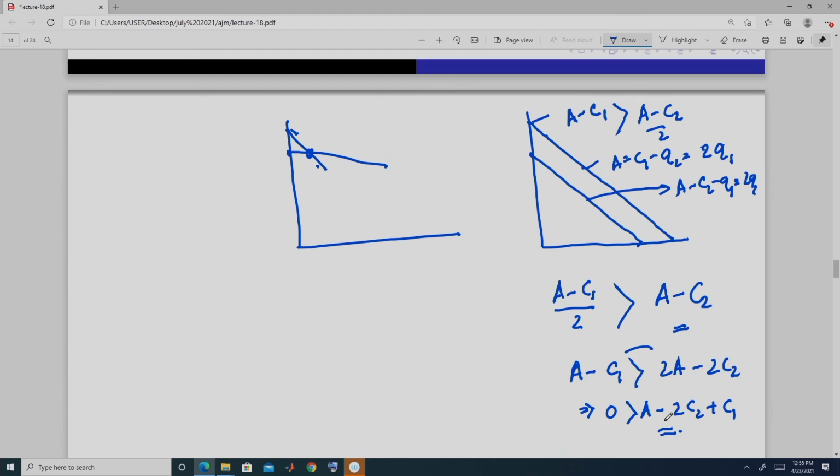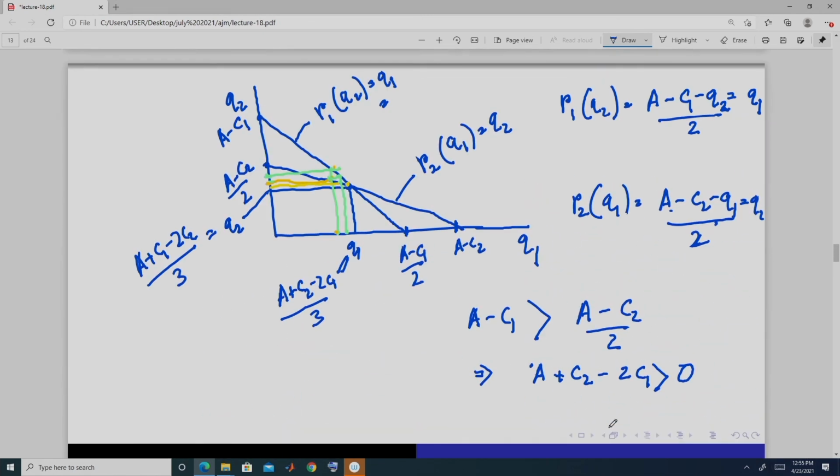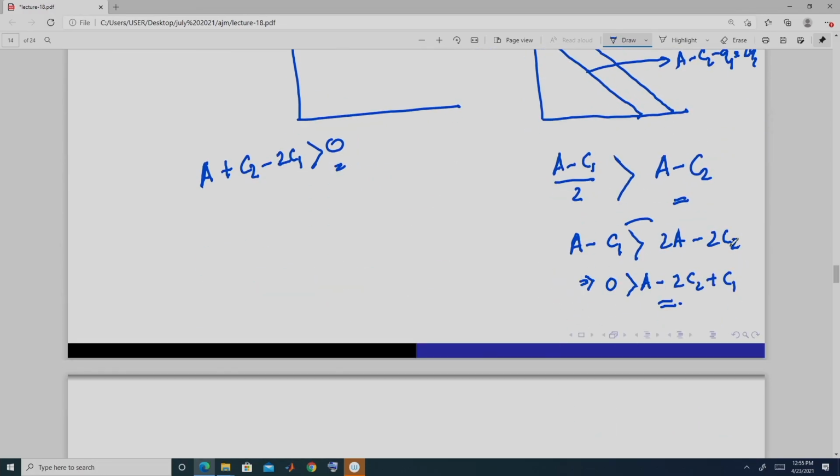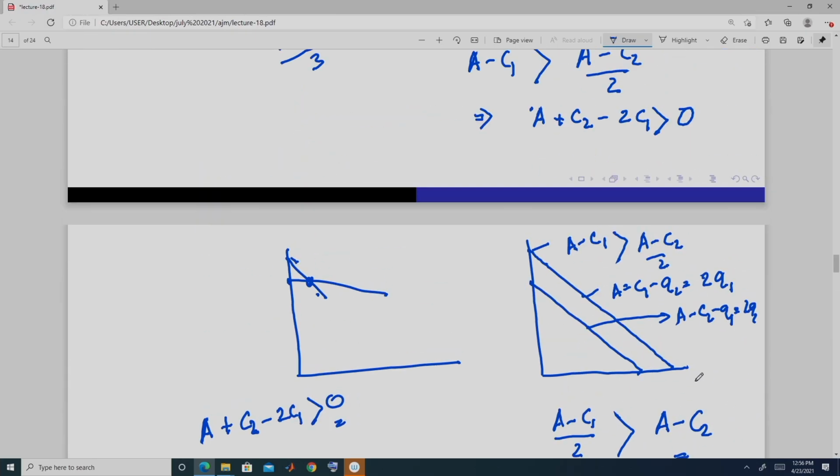Now, we may have this situation. If this is true, then it does not imply that this is not true. This can be true, okay, if C2 is sufficiently big, or C1 is sufficiently small. We can have this situation, and in that case we will have no intersection point in the positive orthant.